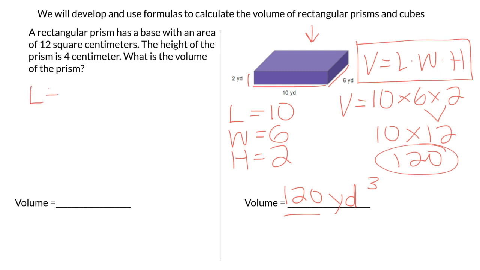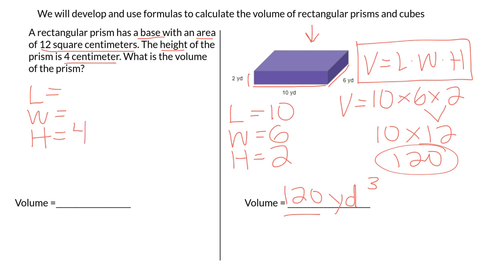I'm going to write my length, width, and height here. And then we're going to pull those things out of our word problem. So I'm going to read this out loud. A rectangular prism has a base with an area of 12 square centimeters, and the height of the prism is 4 centimeters. So I'm going to pull that information out. So I'm going to write here 4 is going to be my height, 4 centimeters.